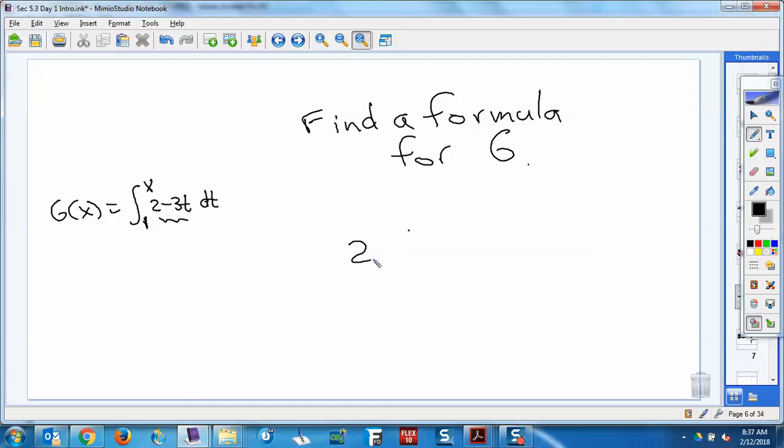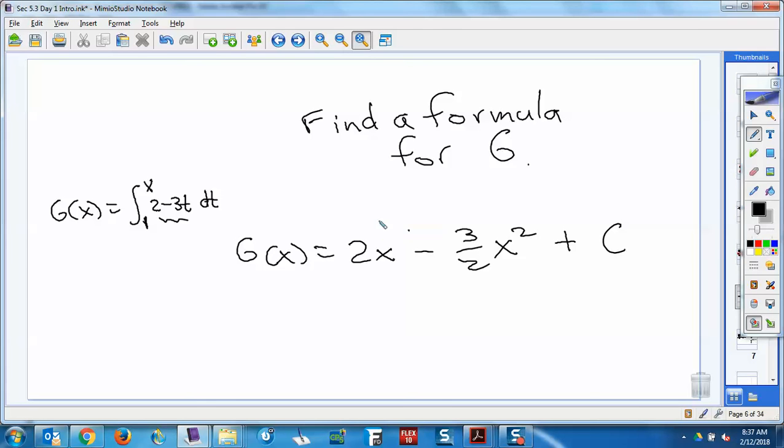All right, so anyway, antiderivative 2X. So big G of X would be 2X minus 3/2 X squared plus C. Right? It's some antiderivative. So it's plus C. It's called the general antiderivative. But we know enough that we can find that C.